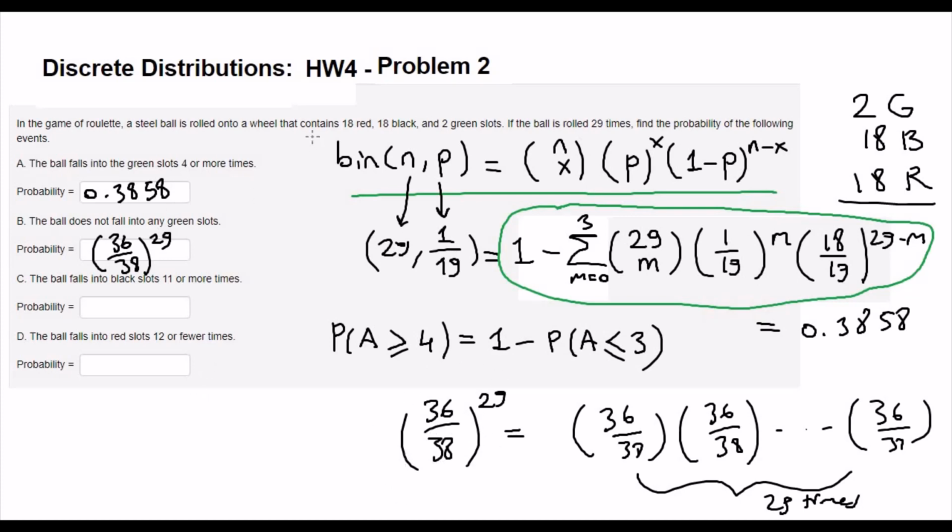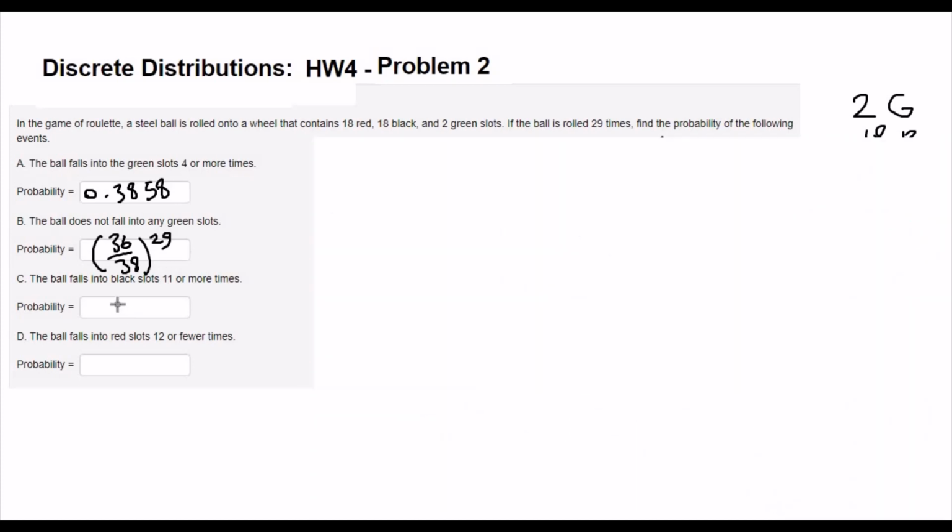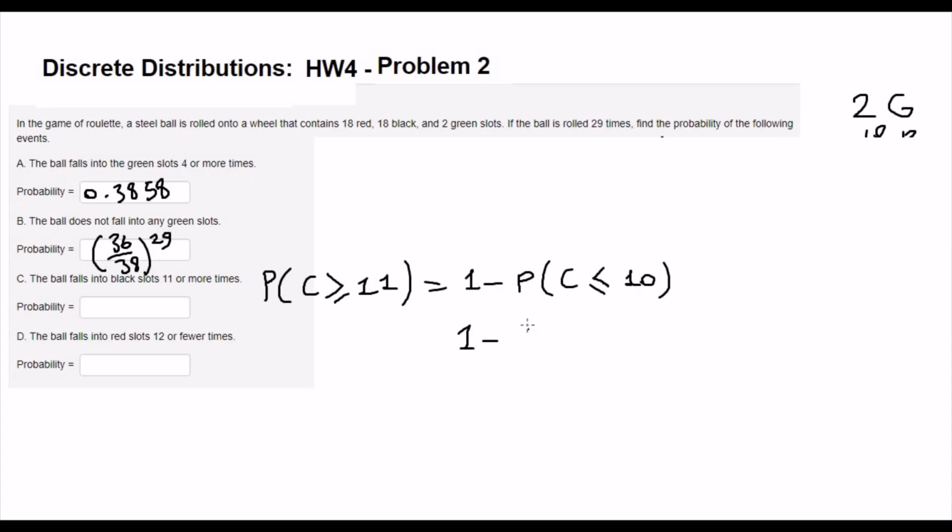Part C, let me clean here, is asking the ball falls into black slots 11 or more times. Okay, let's call this event C. So the probability that C is greater than or equal to 11 means 1 minus the probability that C is less than or equal to 10. So we're going to count up to 10, which is an easier, shorter way. And that's going to be 1 minus, we're going to use summation, where m is starting from 0 up to 10, and we are doing it 29 times.